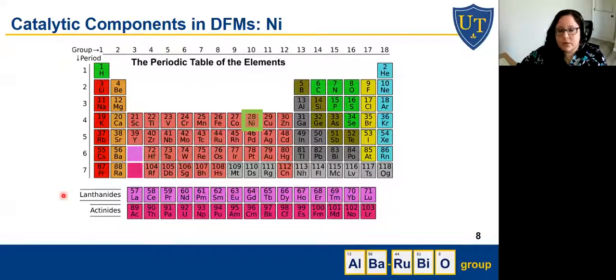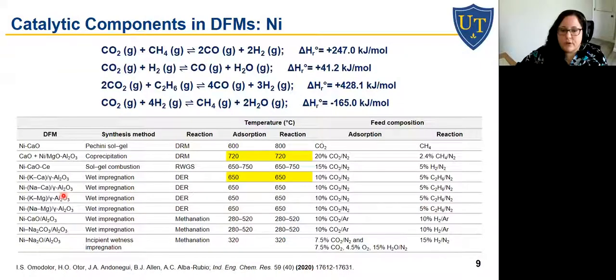And now I'm going to be talking about the catalyst component. Once the CO2 is absorbed, there are different metals that can be used to convert that CO2. One of the metals mostly used for dual function materials is nickel. Nickel is a very inexpensive material that can be used for these reactions, and also it's very versatile, so we can do different reactions by using nickel. Here there is a table with different dual function materials that use nickel: nickel with calcium oxide, or nickel with calcium and sodium as the promoter, or nickel with sodium carbonate.